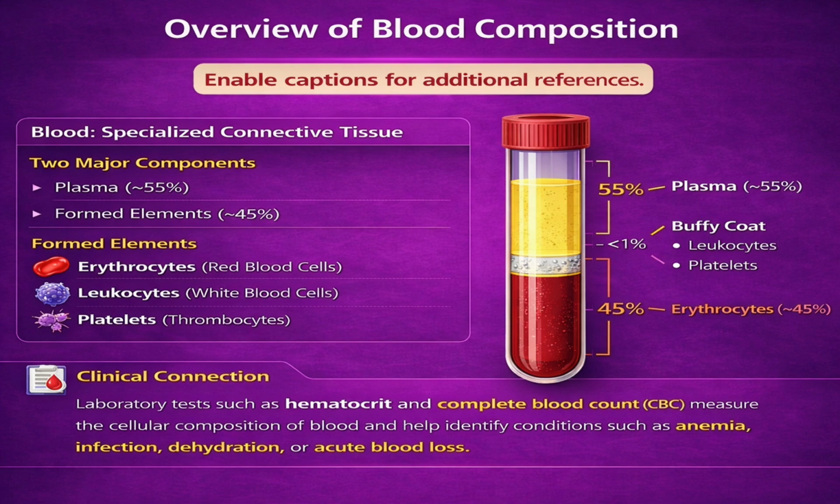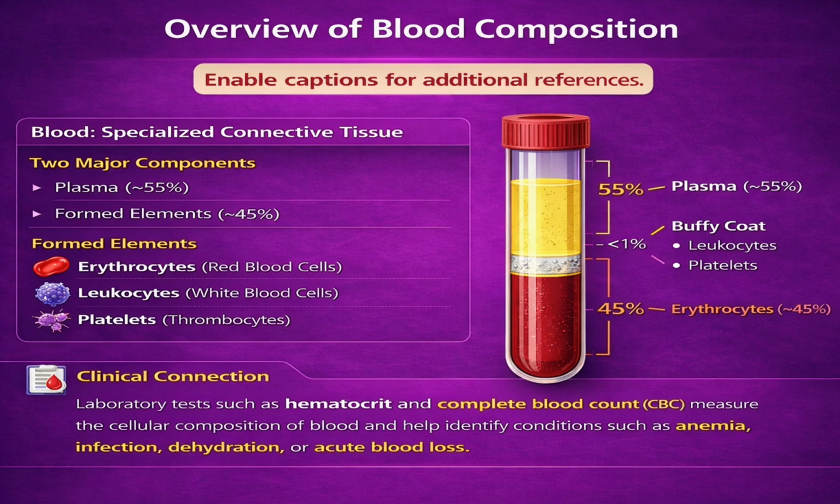Blood is classified as a specialized connective tissue that circulates continuously through the cardiovascular system. Unlike most connective tissues, blood exists in a fluid state, allowing it to transport materials efficiently between organs and tissues. Despite its fluid appearance, blood is composed of two distinct structural components. The first component is plasma, which accounts for approximately 55% of total blood volume.